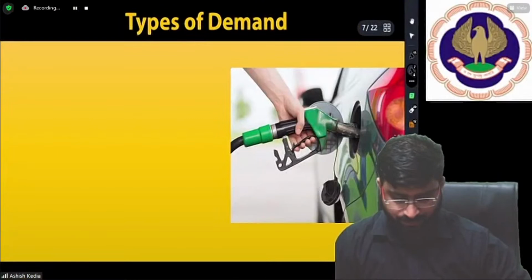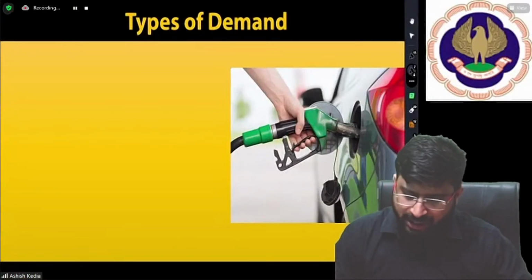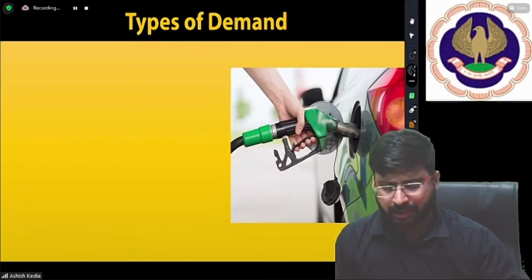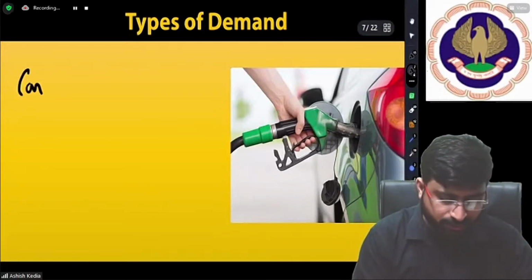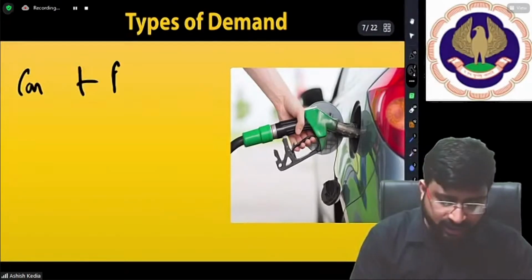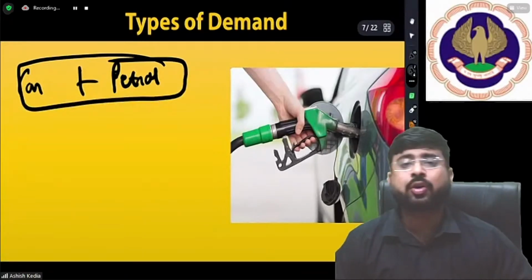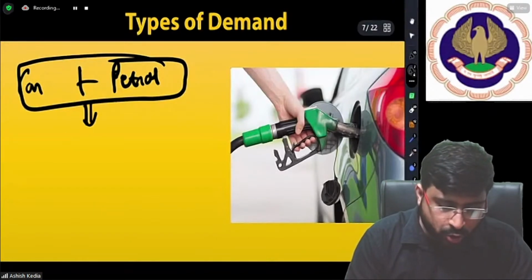Now moving on. Let's talk about some types of demand. When I show you this diagram, I am displaying two things. Can you tell me what I am showing you? Yes, sir, we can see it. Sir, one is a car and the other is petrol. So my dear friends, the demand for such commodities is called joint demand.